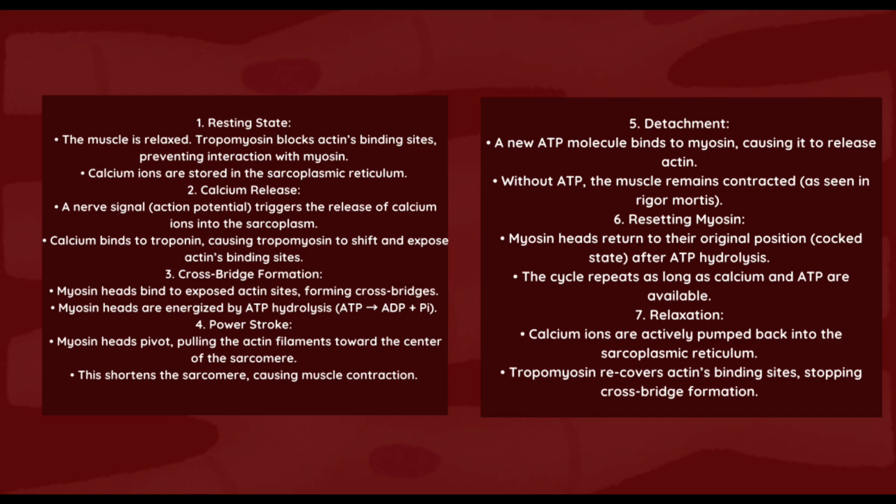Second is calcium release. A nerve signal known as the action potential triggers the release of calcium ions into the sarcoplasm. Calcium binds to troponin, causing tropomyosin to shift and expose actin's binding sites.